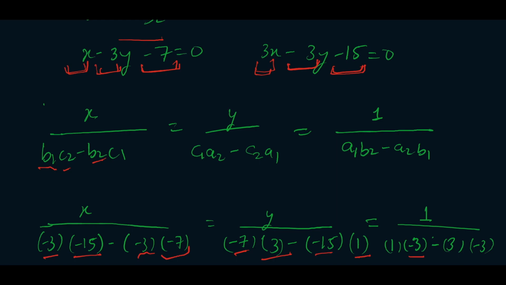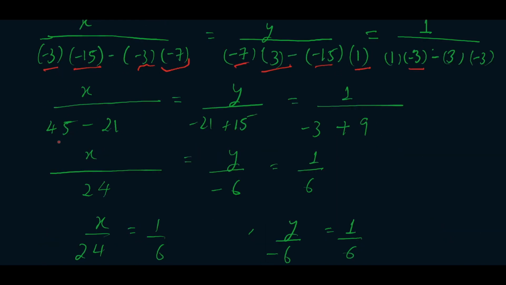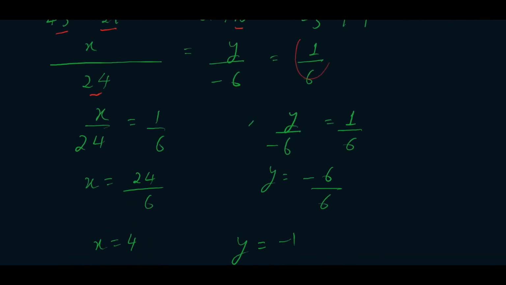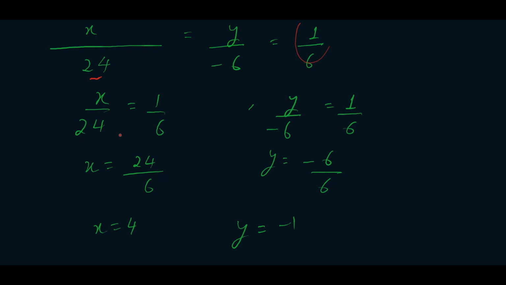So our equation becomes x by 15 times 3 gives us 45 minus 21 equals y by minus 21 plus 15 equals 1 by minus 3 plus 9. So x by 24 equals y by minus 6 equals 1 by 6. So you can compare x by 24 to 1 by 6 and y by minus 6 to 1 by 6. So we get x equals 24 by 6, and y equals minus 6 by 6. So the value of x is 4 and y is minus 1.